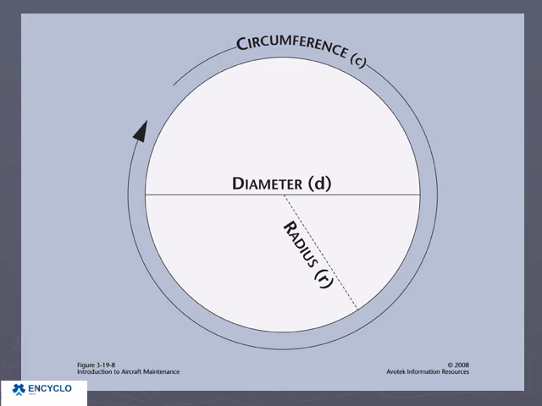This diagram illustrates the 3 fundamental parts of a circle: the radius, diameter, and circumference. The radius is the distance from the center to any point on the circle, while the diameter is twice the radius, stretching from one side of the circle to the other through the center. The circumference is the total distance around the circle and is calculated using the formula C equals pi times d, or C equals 2 pi r. These relationships are essential in aircraft maintenance when dealing with circular components like ducts, wheels, and fastener layouts.